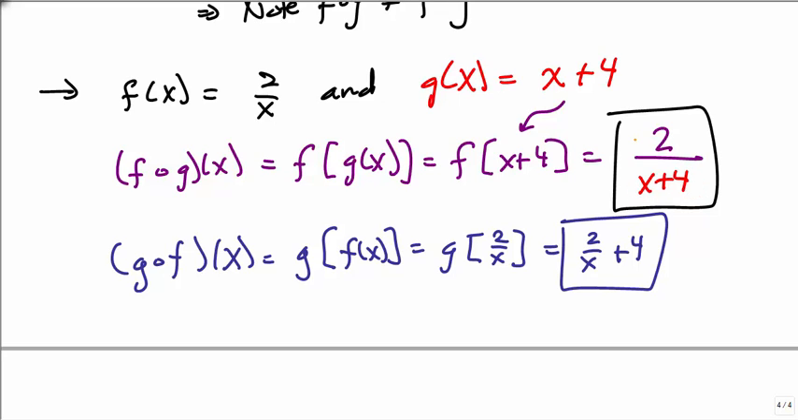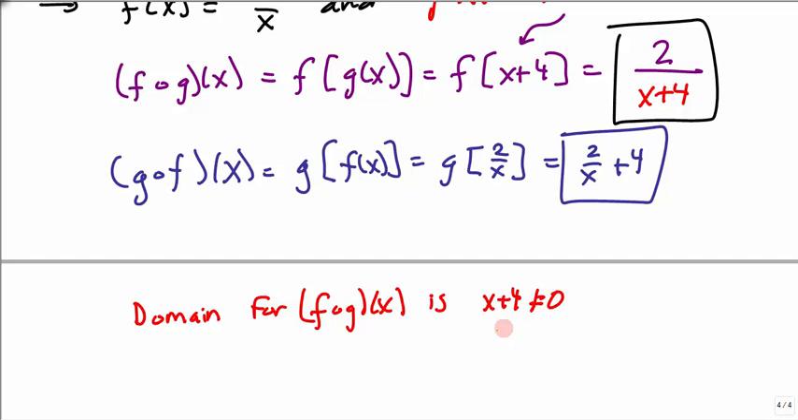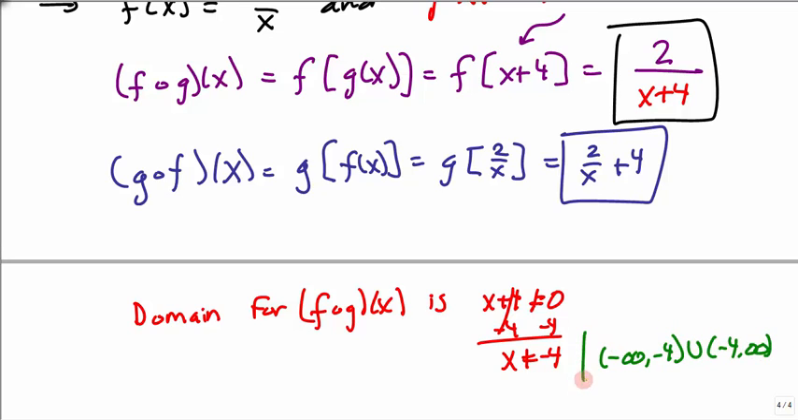So for this problem, at the very top, the f of g of x, we'll start a new line here, so domain for f of g of x is, okay, so for our domain here, we can see we'd want to go for x plus 4 cannot equal 0, and we'd subtract 4 from both sides. So x cannot equal negative 4. And of course in interval notation this is negative infinity to negative 4 union negative 4 to infinity. So there would be my domain for that particular value.